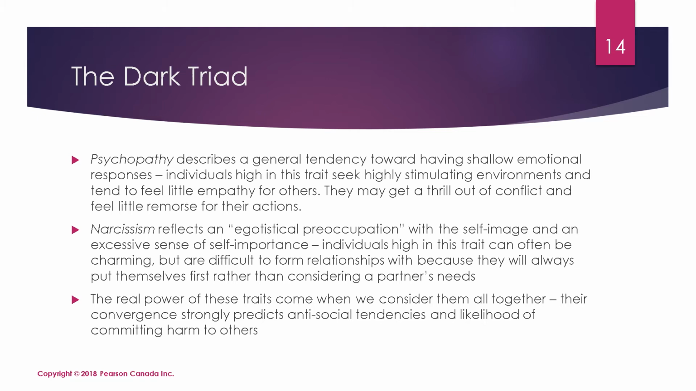The real power of these three traits comes when we consider them all together. On their own, they're all pretty awful at times. People who score high on these traits can be really manipulative, deceitful. They can have the ability to hurt people without feeling any sense of remorse. But when you combine all three of them together, that's when you get these really strong antisocial tendencies and a really high increased likelihood of committing harm to others.